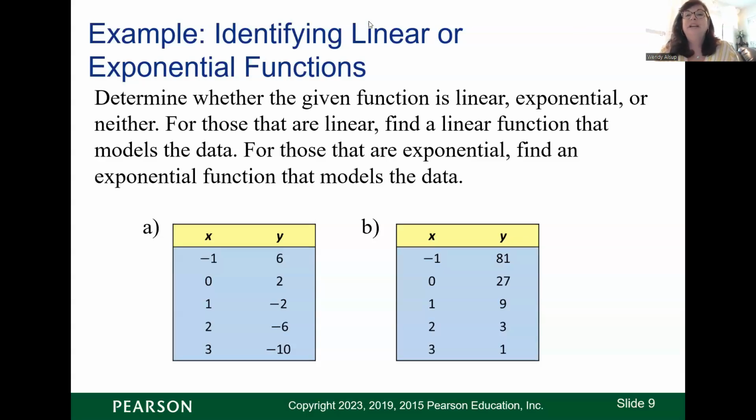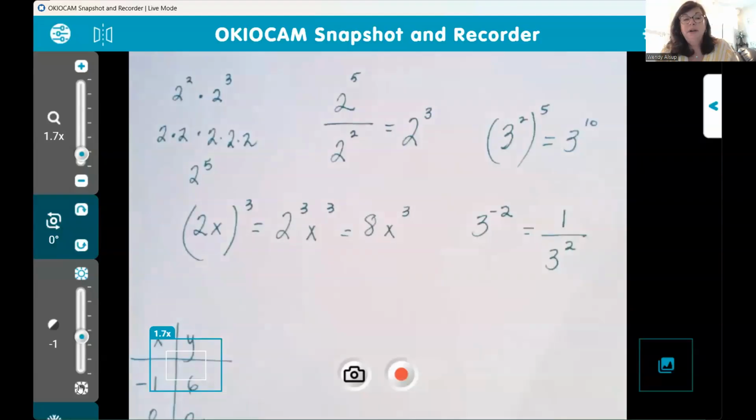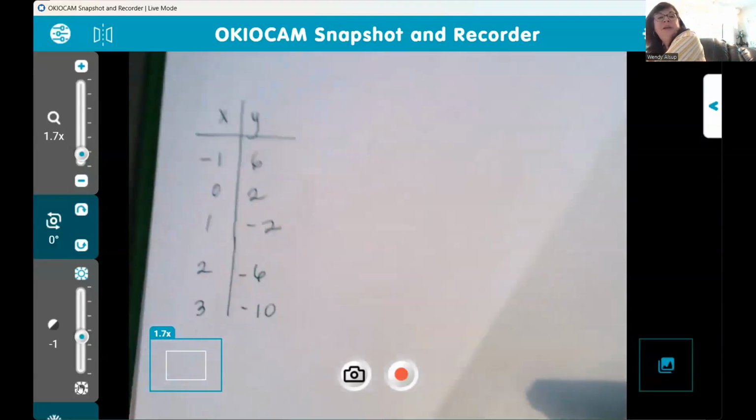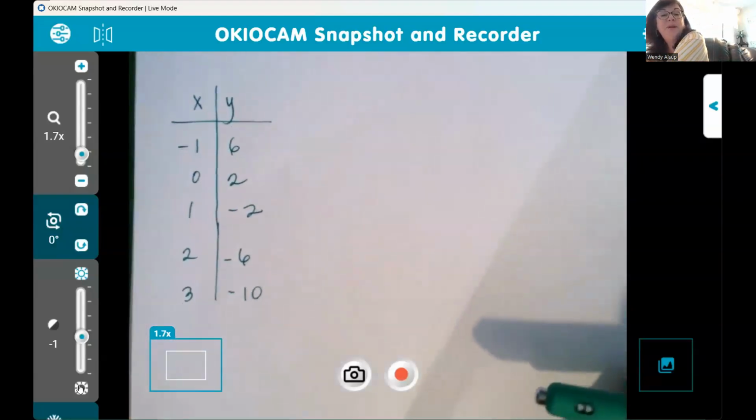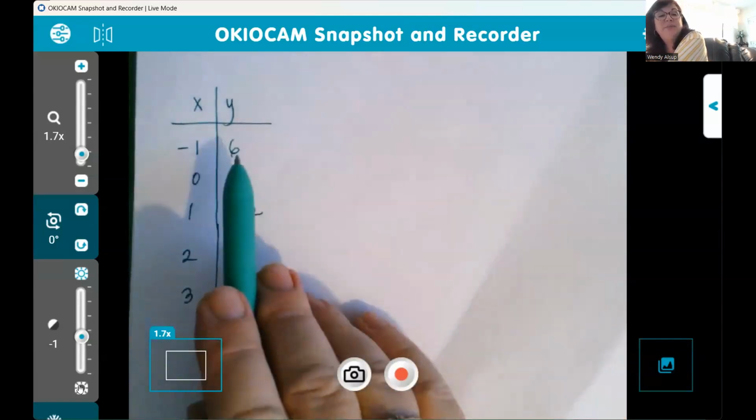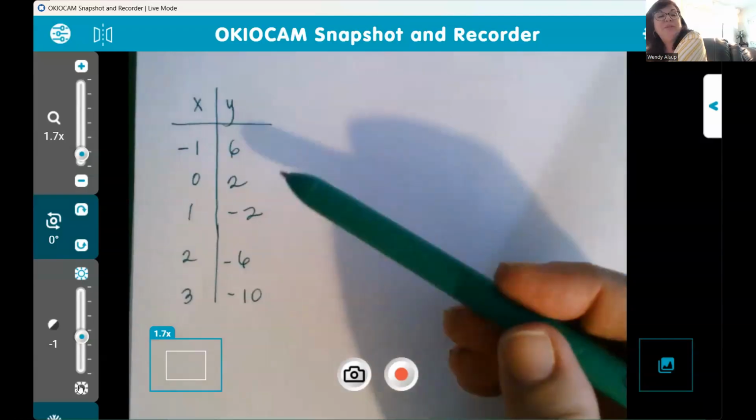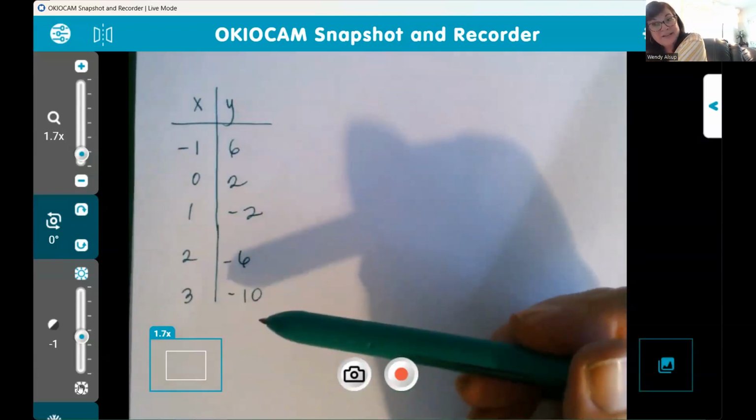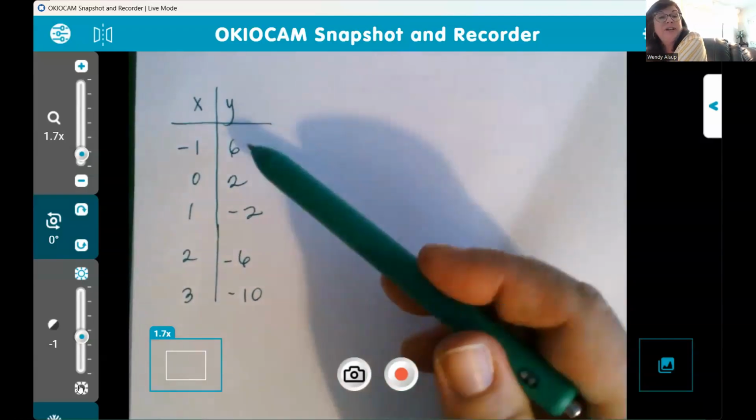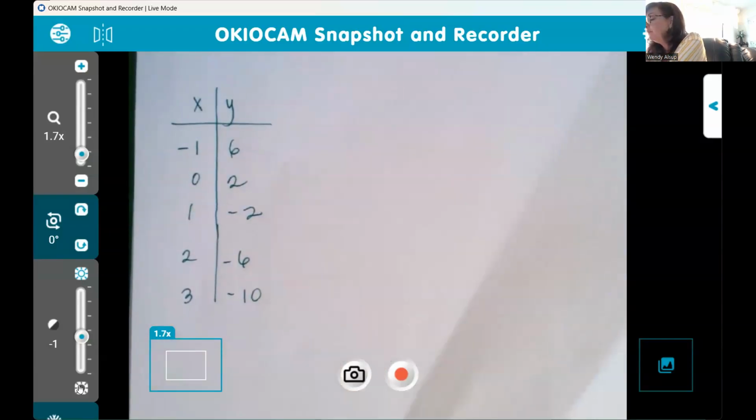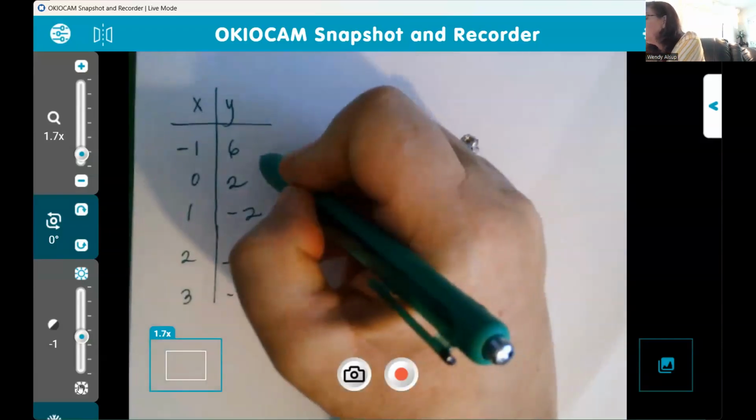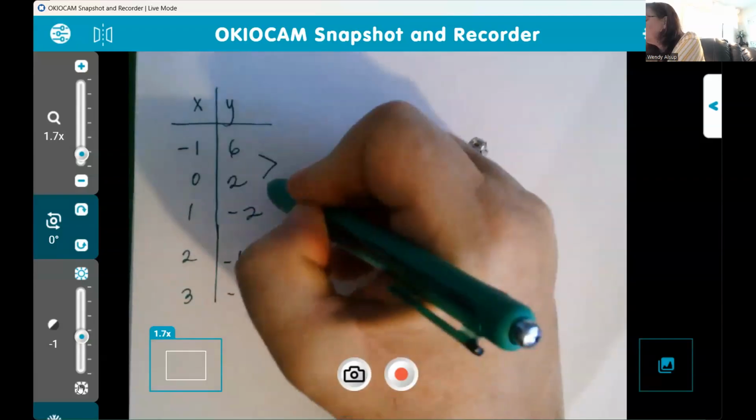All right, let me switch to my camera here, and let's look at these real quick. Here they are. This is a set of ordered pairs, and what they suggest that we do is find the slope between them. If the slope is the same, we know it is a linear function. If it's not, then we know it's a different type of function. Let's find the slope between (-1, 6) and (0, 2).